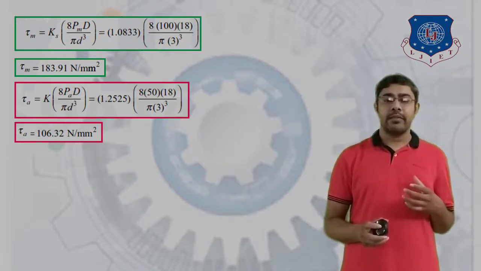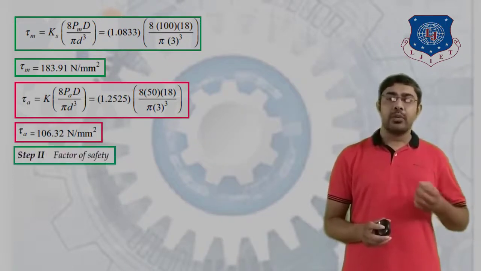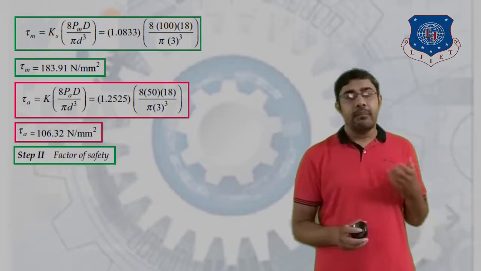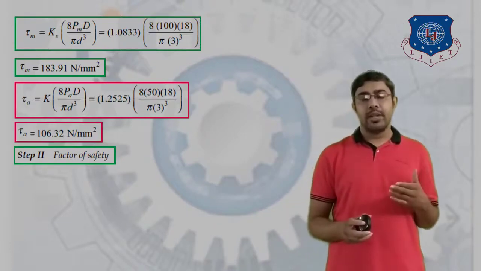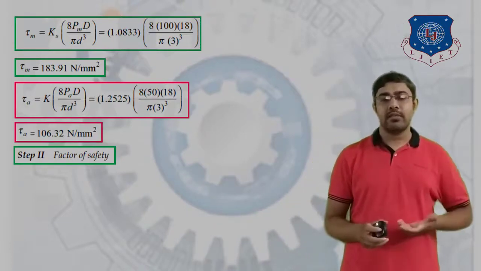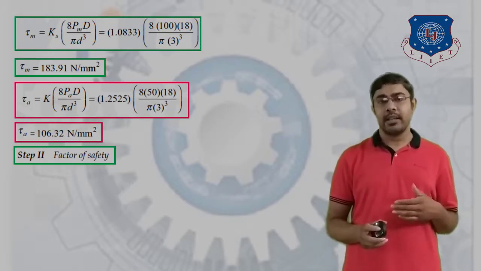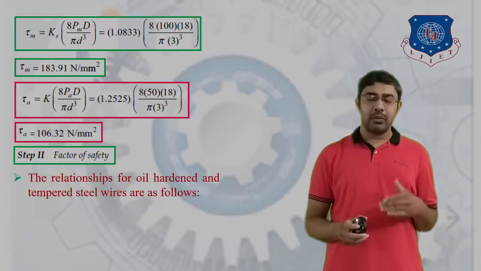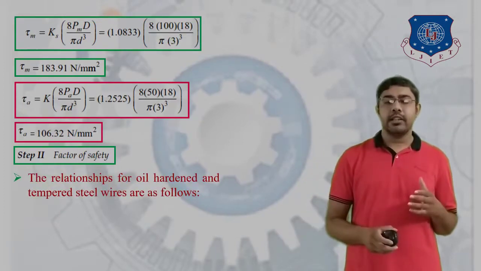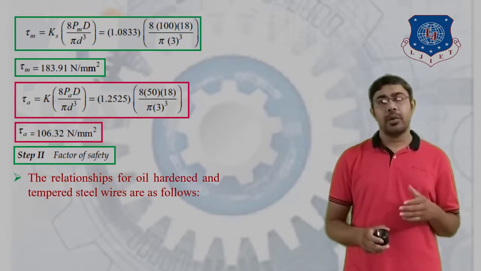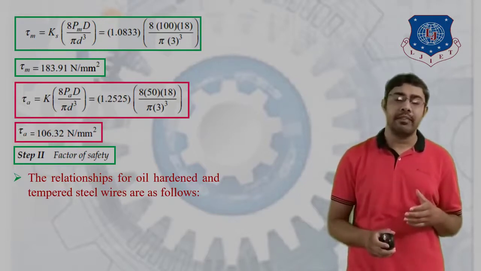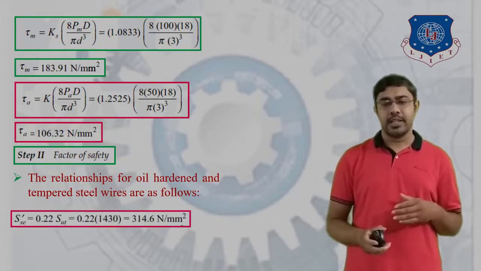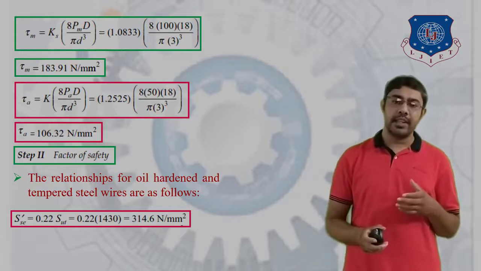So this is the mean stress and amplitude shear stress values, and now we have to calculate the factor of safety. Our aim is to calculate the factor of safety, but here the case is fluctuating stress, and to calculate the factor of safety we first calculate the mean stress and amplitude stress. Now for the factor of safety, the relationships for oil hardened and tempered steel wire are as follows. According to the condition, here the condition is oil hardened and tempered steel wire.